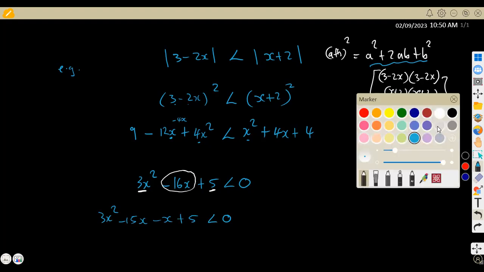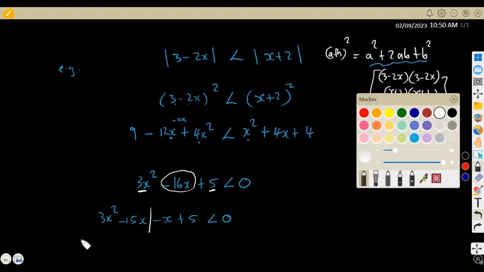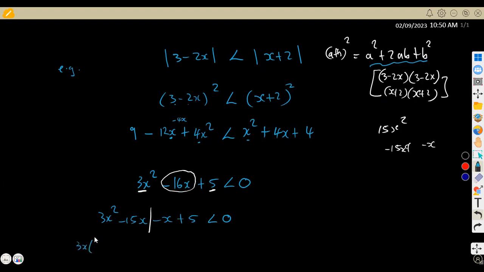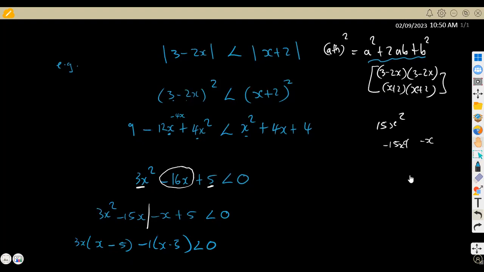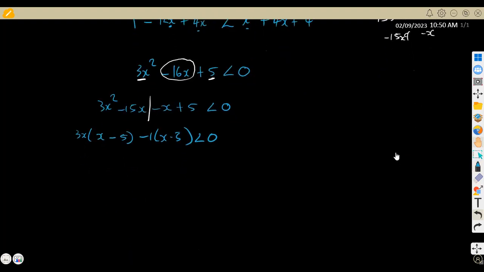3x is common. Remember, by grouping into 2, we can see that 3x is common. So we can factor out 3x. That's 3x squared divided by 3x, which is x, minus 15 divided by 3, which is 5. Then here, to obtain x minus 5, factor out negative 1. That's x minus 5 here is less than 0. So this one is just a repetition, guys, from your O-level maths. That's why I'm rushing here. So we just need the critical values.